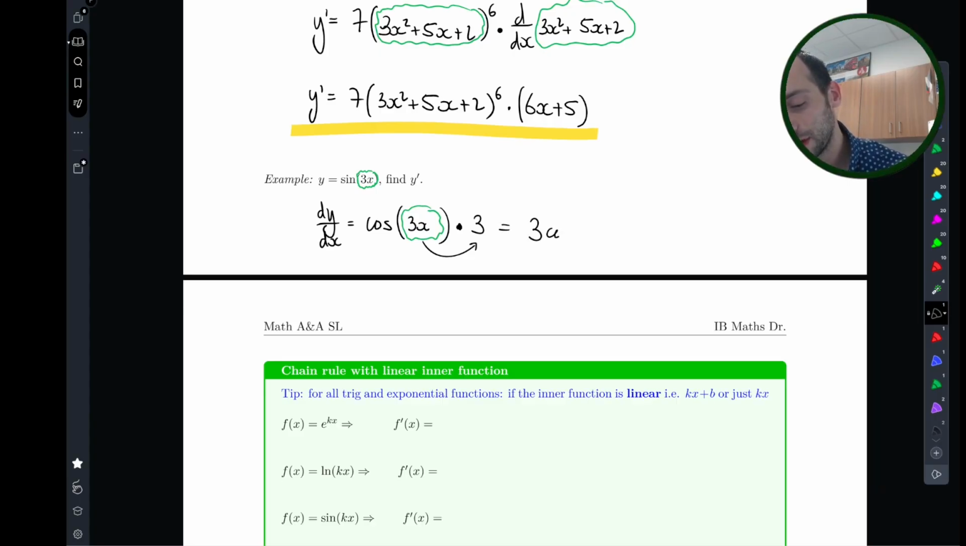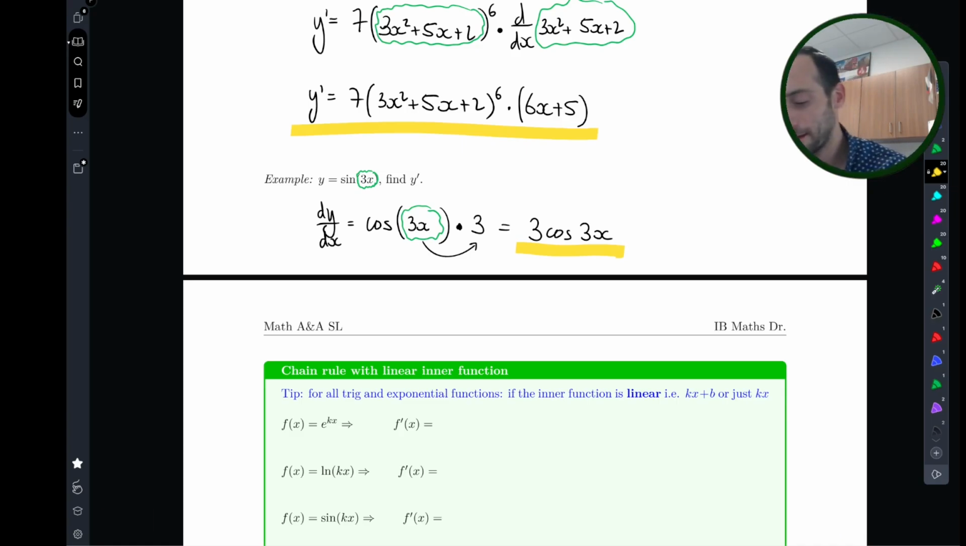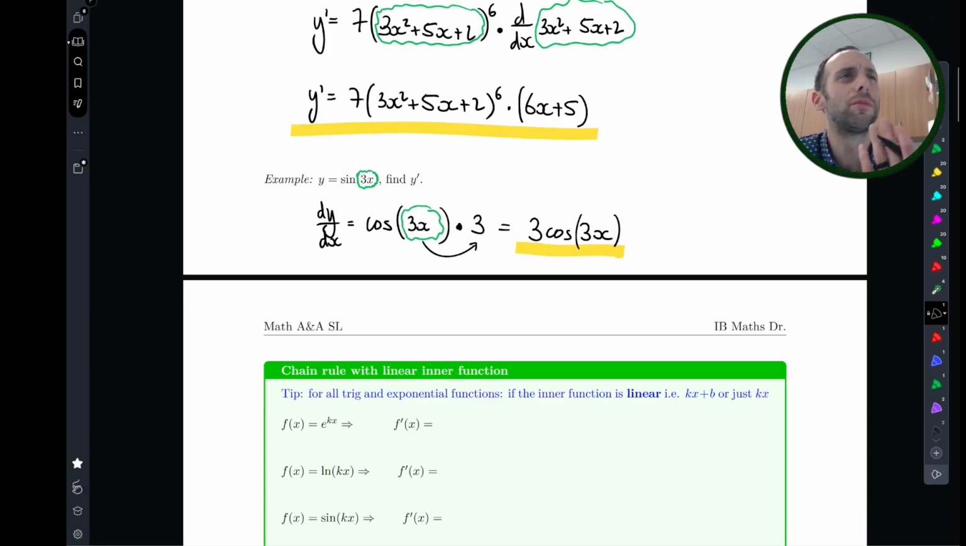Now we can clean this function up by putting that 3 in front so that we don't have to use an extra dot for multiplication or even a parenthesis. And that's it. That's our derivative. Derivative of sine 3x is 3 cosine 3x. Now you're always going to forget this 3 in front just because you're not very practiced at this. But the more examples you do, the more you'll get used to this chain rule idea.